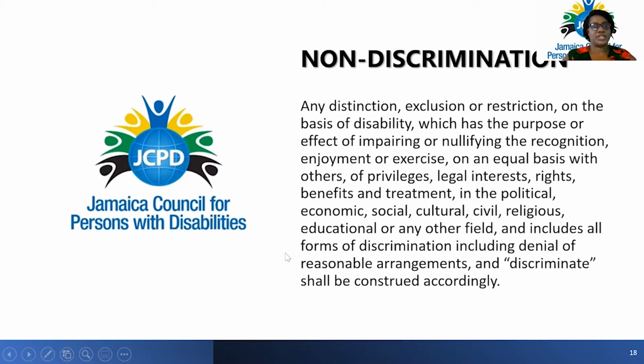When we talk about non-discrimination, we're talking about the fact that any distinction, exclusion, or restriction on the basis of disability, which has the purpose or effect of impairing or nullifying the recognition of enjoyment or exercise on an equal basis with others of privileges, legal interests, rights, benefits, and treatment in the political, economic, social, cultural, civil, religious, educational, or any other field, and includes all forms of discrimination, including the denial of reasonable arrangement. So once there is any distinction or exclusion or restriction because of the disability, then that is construed as discrimination.